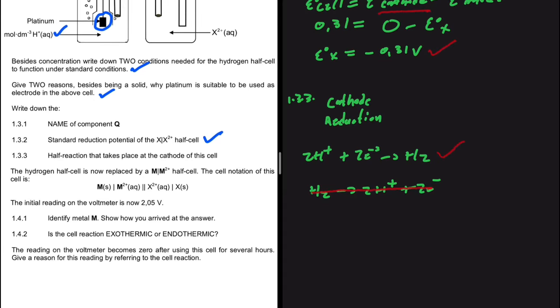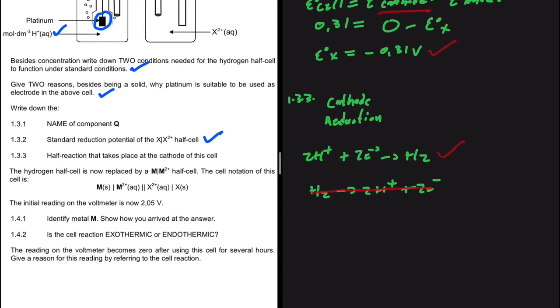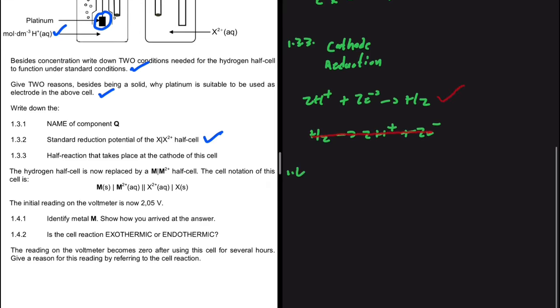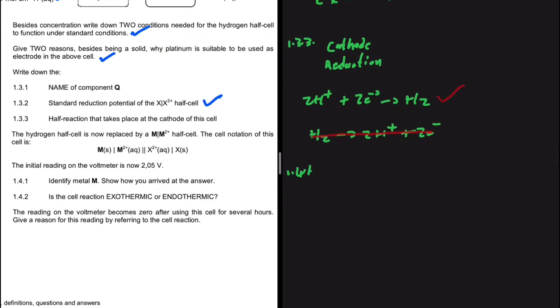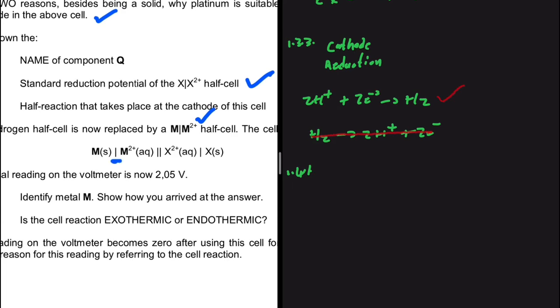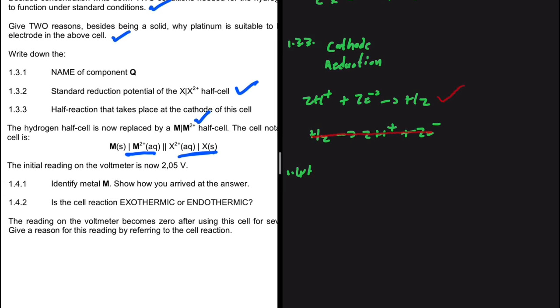When you have the equation which requires the half reaction at the anode, 1.4.1, the hydrogen half cell is now replaced with an M/M2+ half cell. The cell notation of this cell is given. Okay, well, this is our anode and this is our cathode. What is the initial reading on the voltmeter?